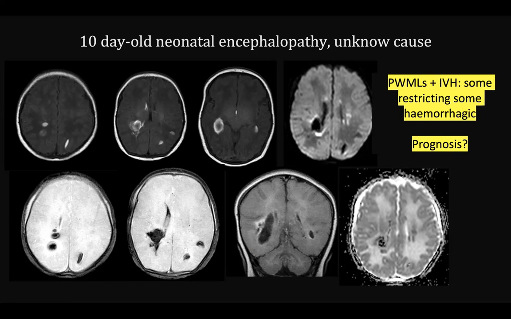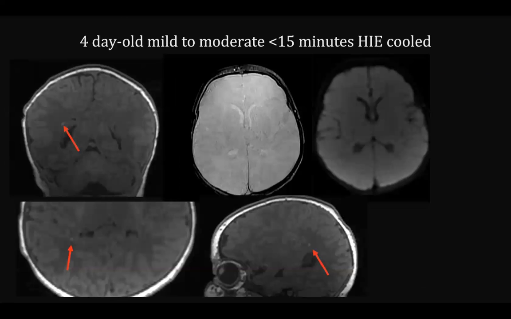These are hemorrhagic lesions. The prognosis is not good. We don't know the cause, but we need to describe this and we need to speak very clearly with our clinician with regard to the prognosis.